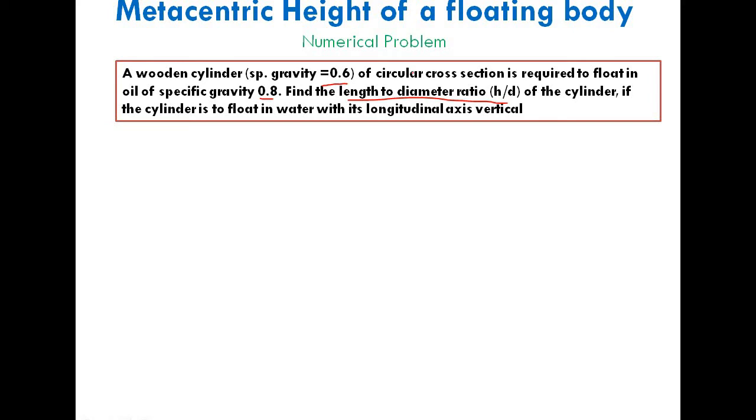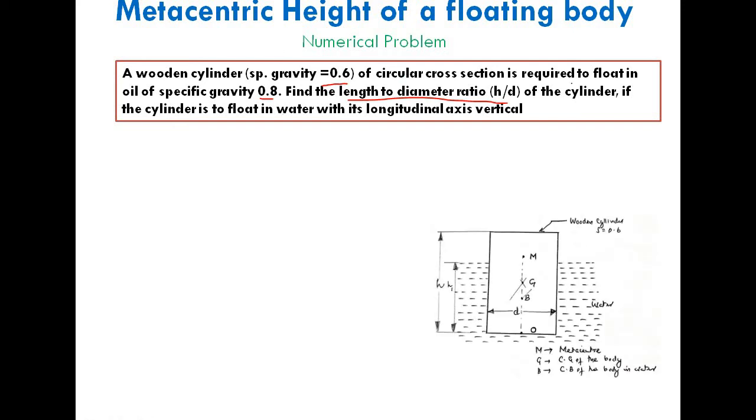We need to find the h by d ratio of the cylinder, if the cylinder is to be in equilibrium with its longitudinal axis vertical, that is, h is the vertical height. In order to keep the cylinder in equilibrium with its axis vertical, the condition for a floating body, as we know, is that the metacentric height should be greater than or equal to 0.